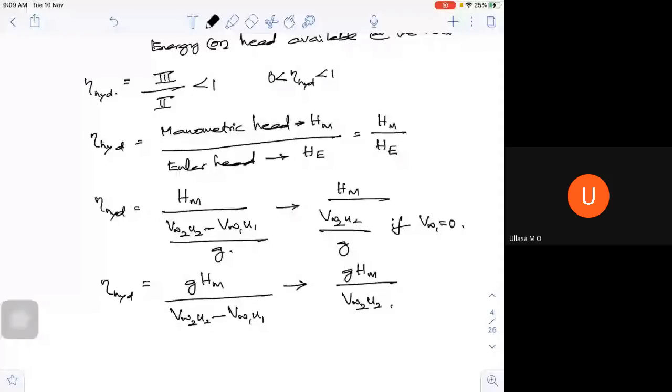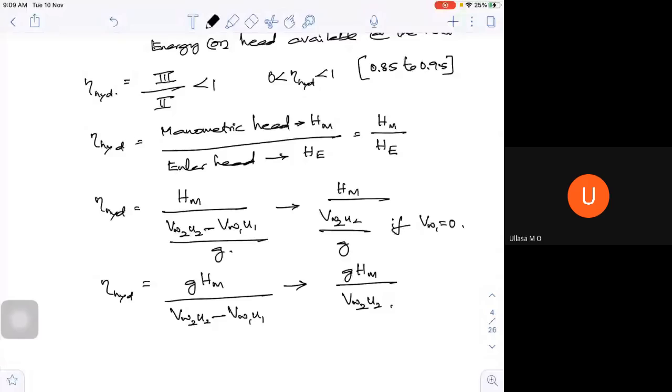And what will be this hydraulic efficiency? Even this number is between 0.85 to 0.95, or roughly 0.9. Your hydraulic efficiency will be higher when you have a new pump, and this number is going to reduce with usage. Okay, this is about your hydraulic efficiency.